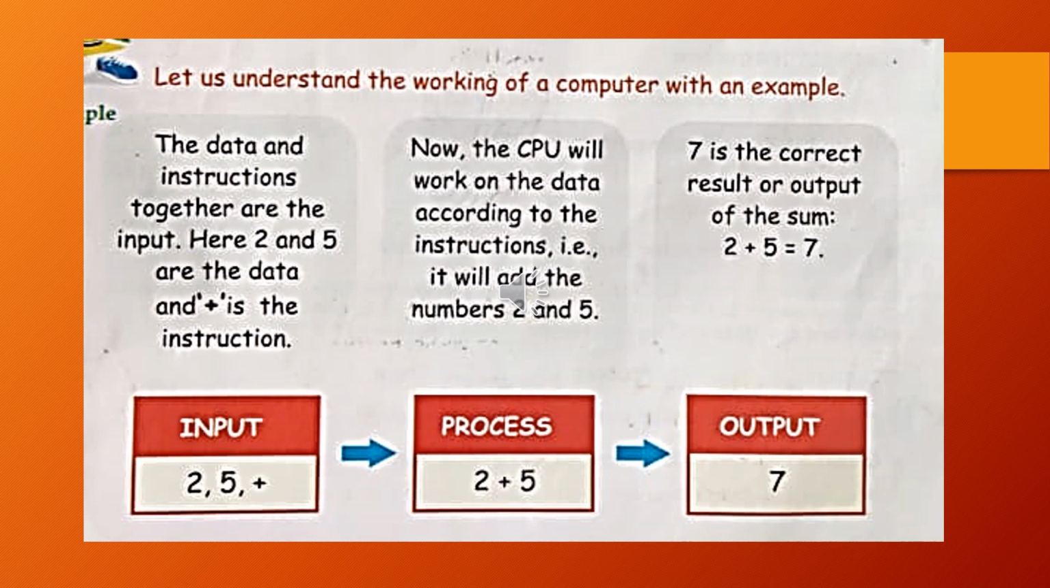It comes to the process. The computer will add 2 and 5. That is the processing part. You are not doing anything in it. The computer is doing that. The computer is adding the numbers, and finally on the screen or monitor you will get the output, that is 7. The computer has done the adding part. You are just giving the input. The computer has done the adding part, and finally you are getting the result, that is output.